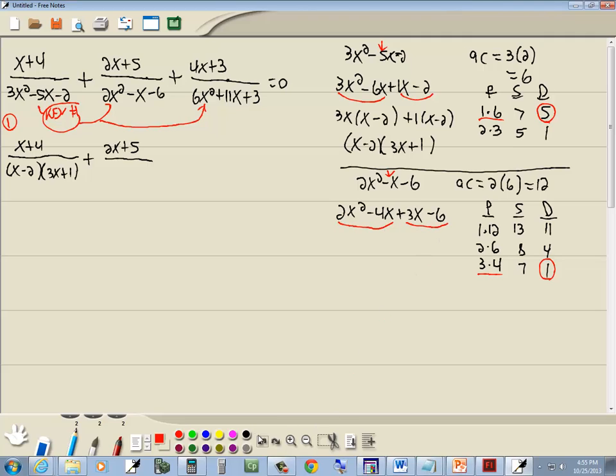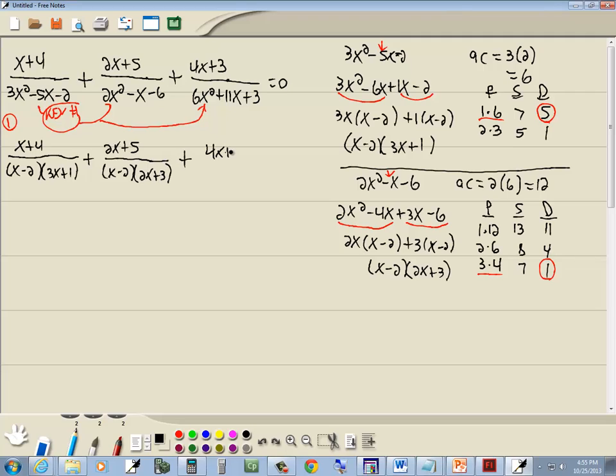So factor by grouping. The first group has a 2x in common, and that gives us x minus 2. The second has a 3 in common, and that gives us an x minus 2. Now they both have an x minus 2, so factor that out, and that leaves us 2x plus 3. So this is (x − 2)(2x + 3).